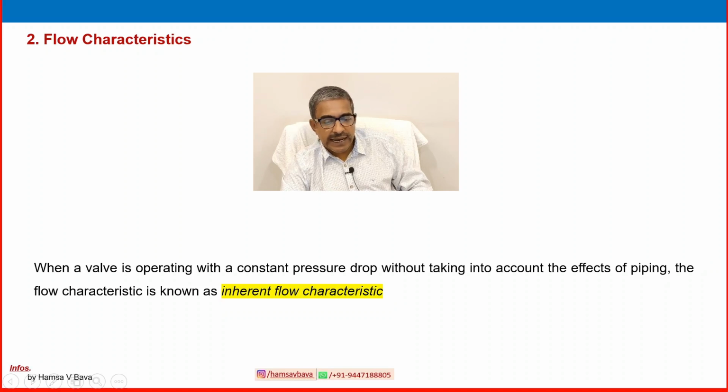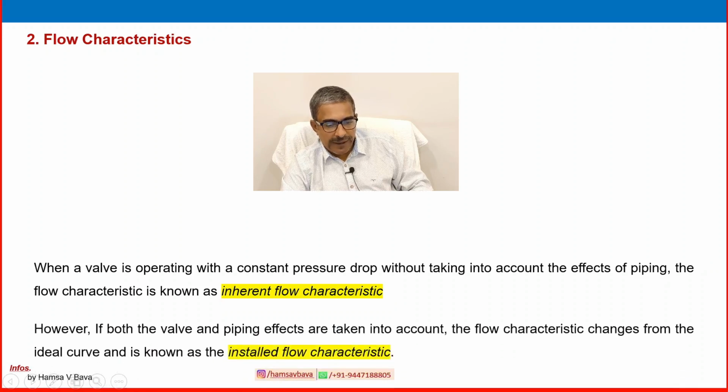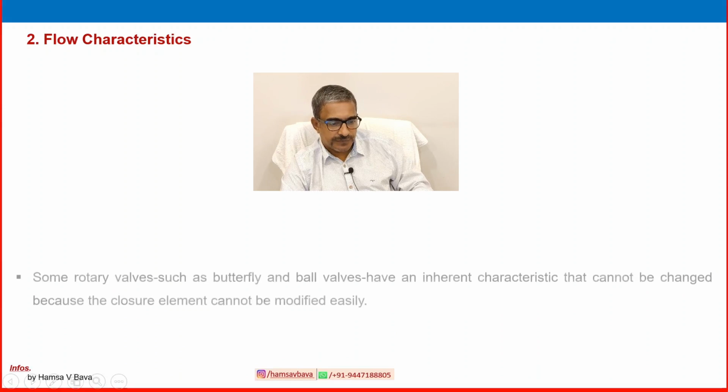However, if both the valve and piping effect are taken into account, the flow characteristic changes from the ideal curve and is known as installed flow characteristic. So inherent characteristic is the design condition, which the manufacturer and vendor design people are recommending. But when installed condition, piping effect, pressure drop, wear and tear, or many conditions are considered, then we get installed flow characteristic. Let us see how both are working.